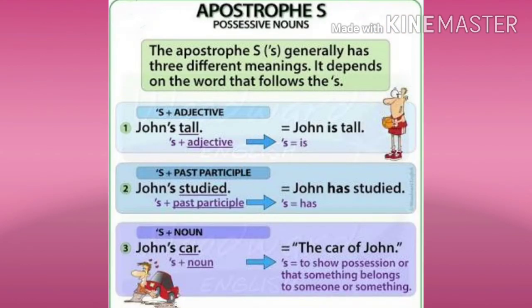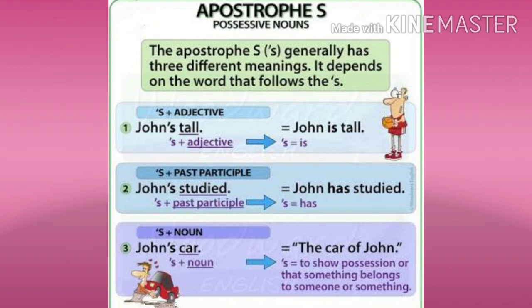One more important thing to remember, apostrophe s in possessive nouns. The apostrophe s generally has 3 different meanings. It depends on the word that follows the s. For example, first one, John's tall. Here, after apostrophe s, we have the word tall. It is an adjective. So, it means John is tall.